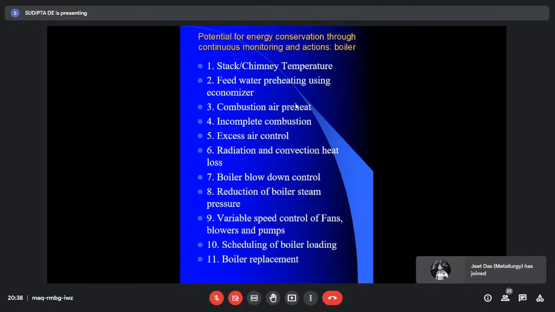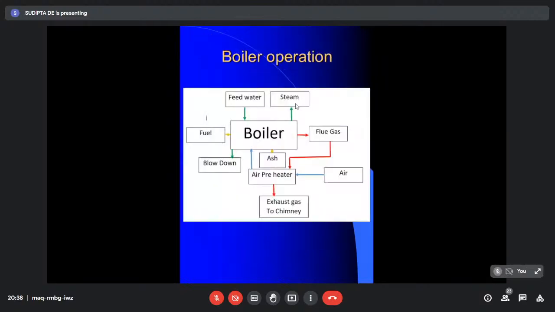Now the first parameter is stack or chimney temperature. Now think about what happens to the stack or chimney temperature. If I go back to the previous slide, this is finally the exhaust gas or chimney temperature. So what is this temperature? This is basically the flue gas temperature coming out of the boiler.